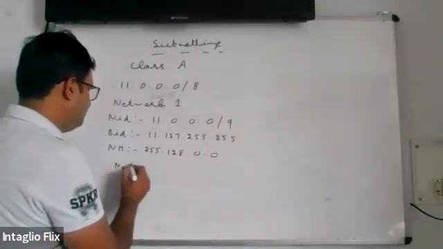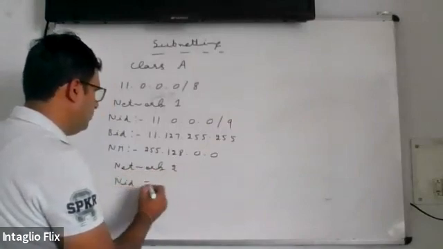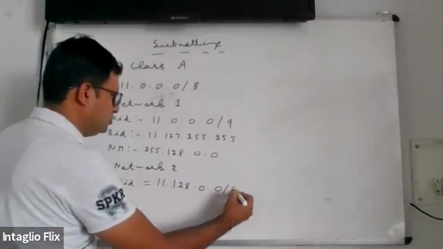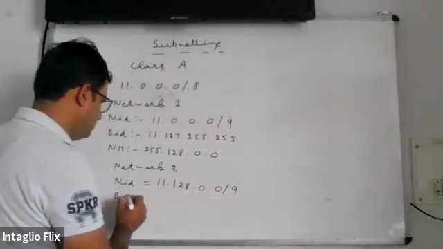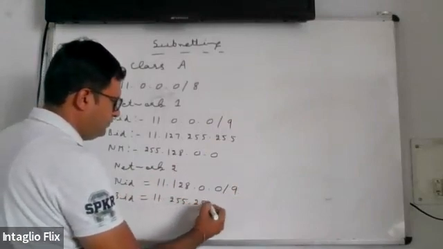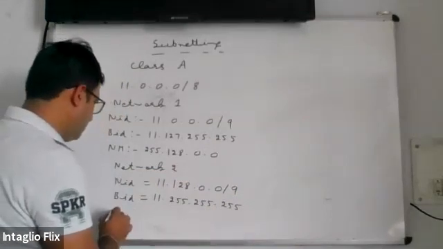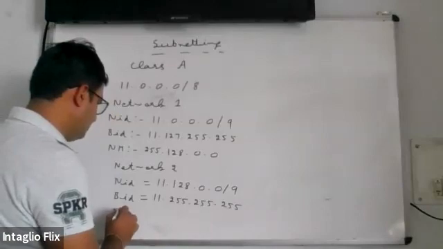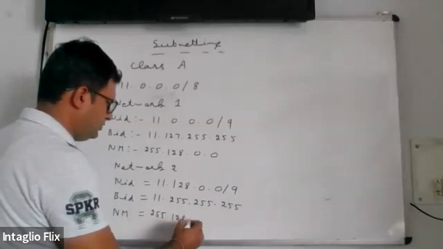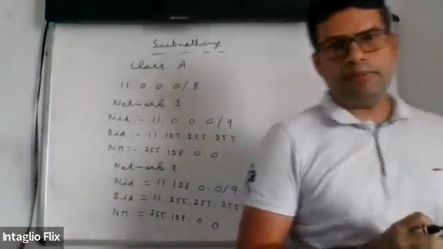What will be network 2? The network 2 network ID is going to be 11.128.0.0/9. What is going to be its broadcast ID? 11.255.255.255, the last IP address. And what is going to be its net mask? Net mask is going to be 255.128.0.0. Right. So that was about class A subnetting.